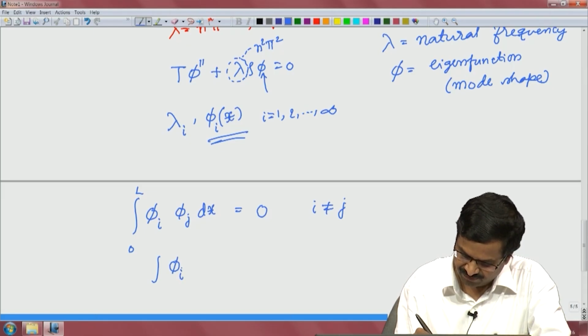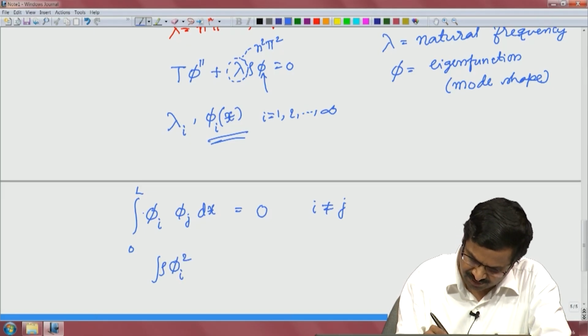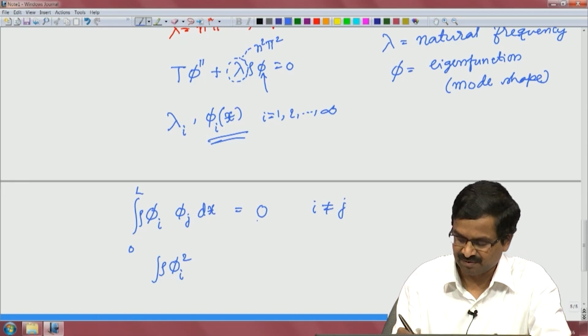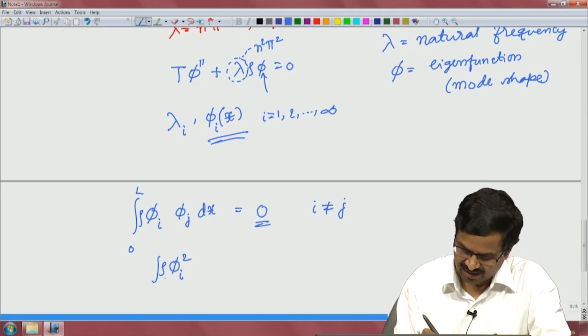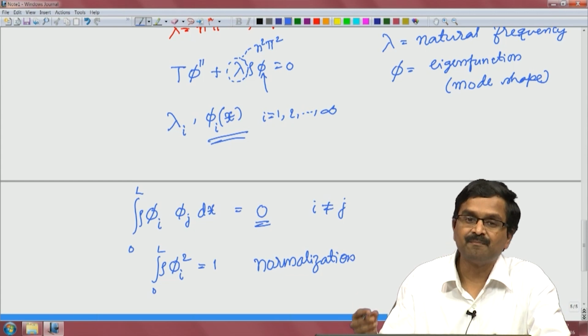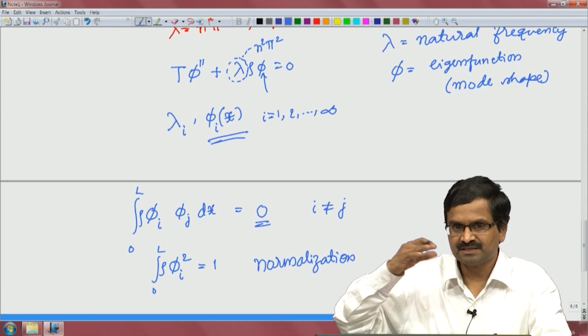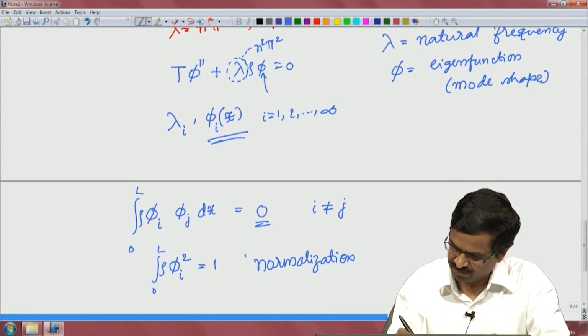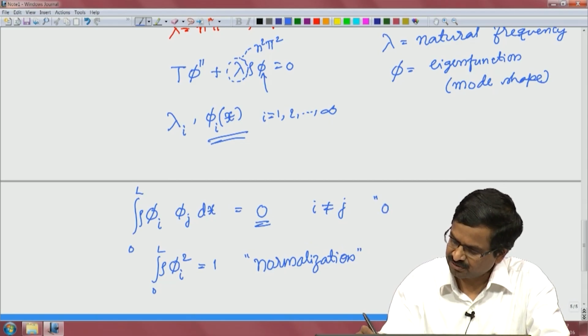So, if I say phi i square, I will also multiply rho here, that is just a convention. Something is 0, it does not matter if you multiply. I do this from 0 to L to be equal to 1. This is the normalization condition, because mode shapes or eigenfunctions can be of any amplitude. What decides is the shape itself. This is normalization, this is orthogonality.